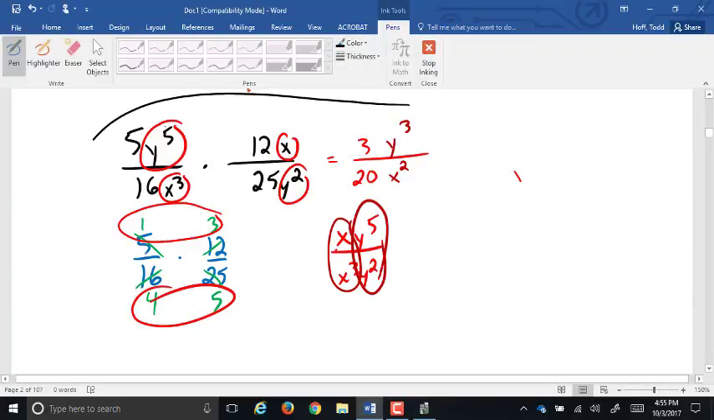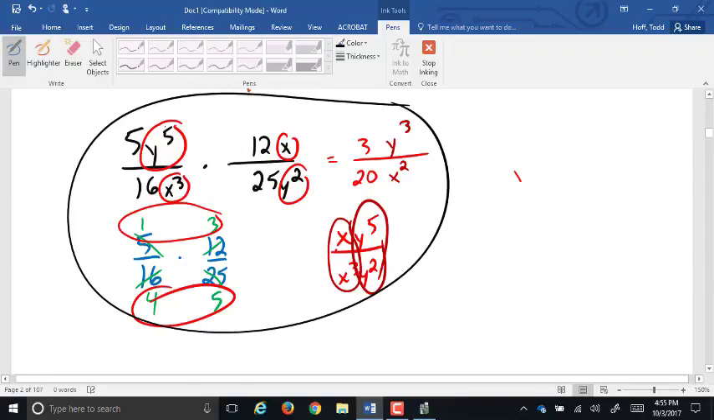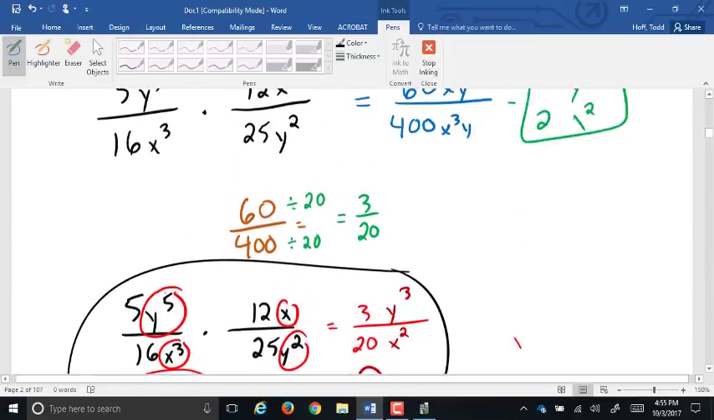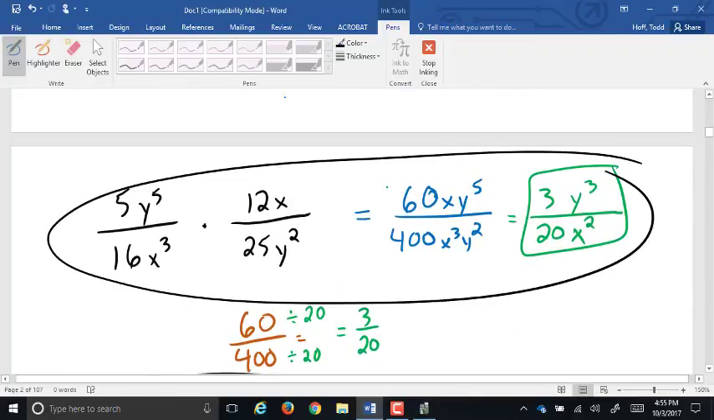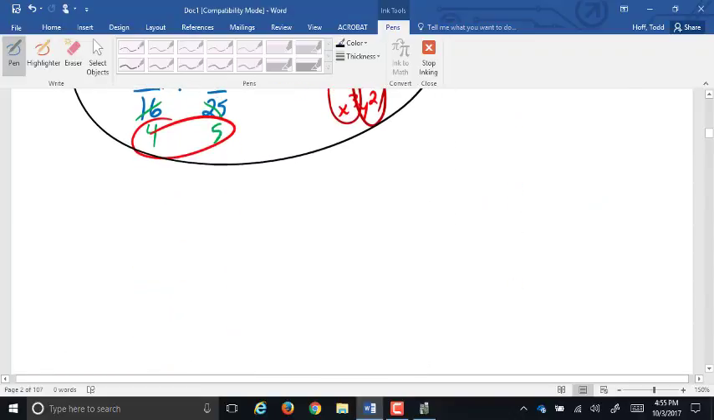This is the way I do it, but there's a lot to keep track of there. Like I said, many of you will probably find it easier just to multiply them out like this and then reduce it. I'm going to have you guys try one in your notes here.